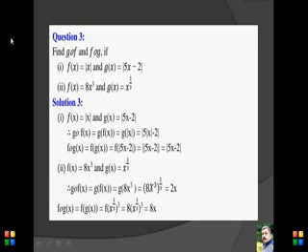Next, find g of f and f of g if f(x) is equal to mod x, g(x) is equal to mod of 5x minus 2, f(x) is equal to 8x cube, and g(x) is equal to x power 1 by 3. So here, in the first part, f(x) is equal to mod x and g(x) is equal to 5x minus 2 given. g of f(x) is what? And f(x) is what? Mod x. So this is g of mod x. This mod x you treat as x.